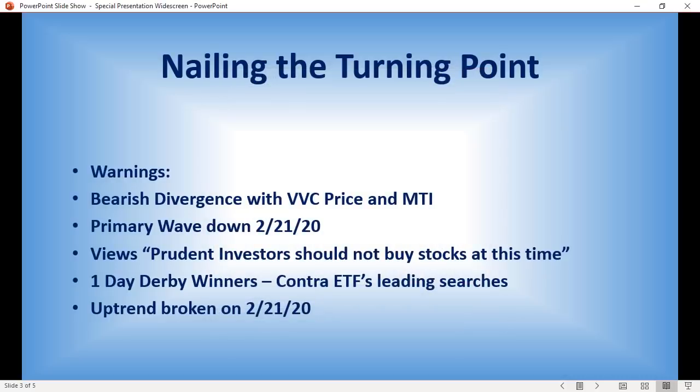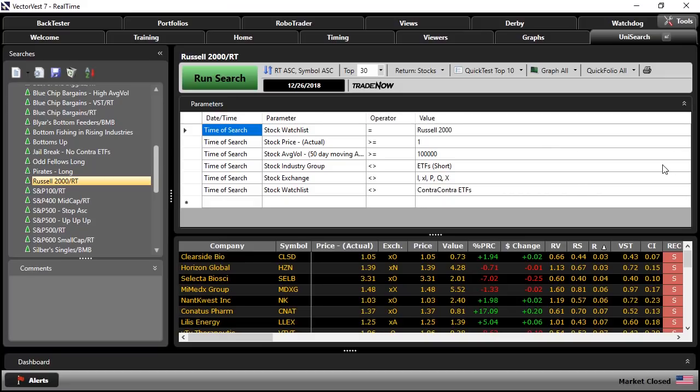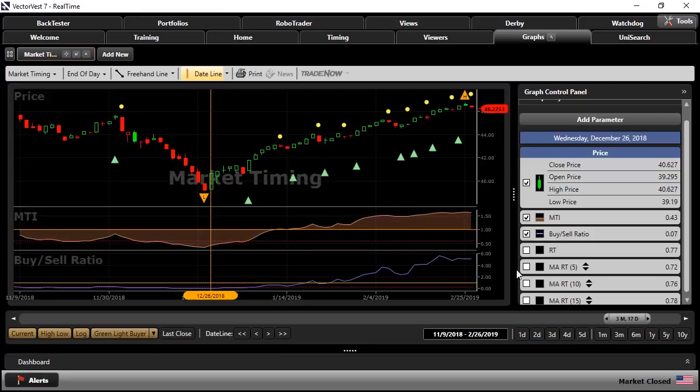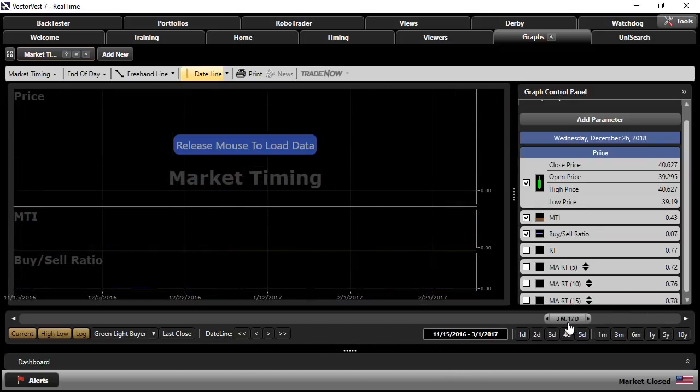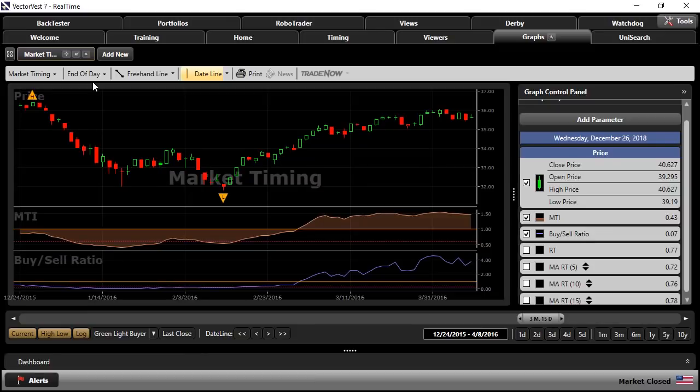Let's go back and get into the software once again. Let's go back in time. Let's go to the graphs. So that was one opportunity when the MTI and buy to sell ratio were at really low lows. Let's take that off. Let's go back a little bit more. We're going back in time. Let's go to 2016. We're going to go to 1/21 of 2016.